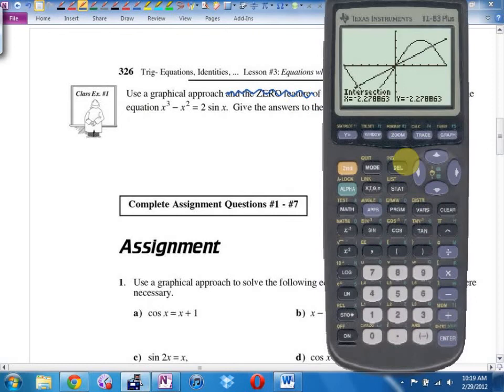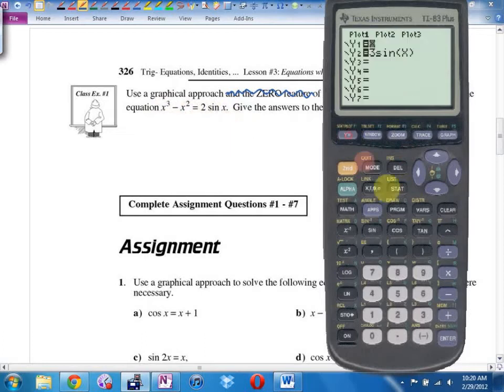How can I tell that I'm supposed to use a graphing calculator? Because they told you to, Mr. Dueck. Yeah, okay, what if they hadn't? Again, Trevor, can you see I got some x's with no trig and some x's with trig? Probably need a graphing calculator. So clear whatever y values you have. Go y equals and clear whatever graphs are there. I'm going to graph the left side as y1, x to the third minus x squared. y2, 2 sine x.